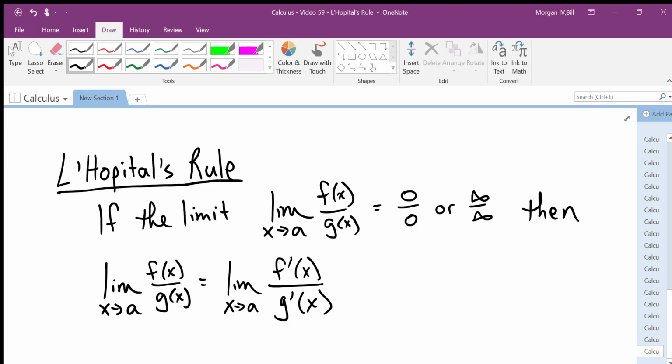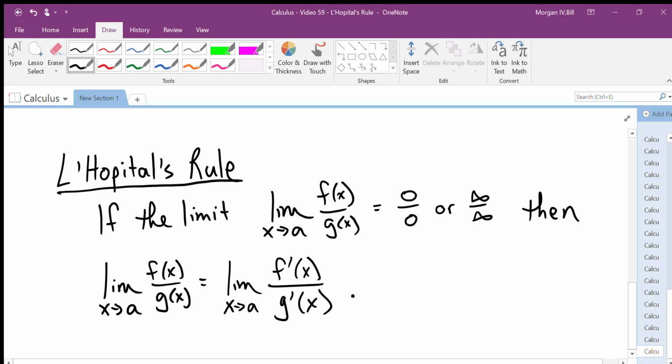It's like the thing that I told you not to do at the beginning of the semester when you had a quotient, right? You can't just take the derivative of top and bottom. Well, this is a special case. We're talking about a limit of indeterminate form. You can just take the derivative of the numerator and the derivative of the denominator, and the limit of that is the same thing as the limit of the original function f of x over g of x. That's L'Hopital's rule.